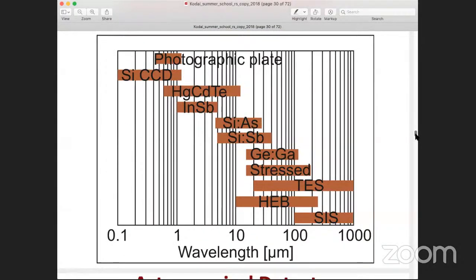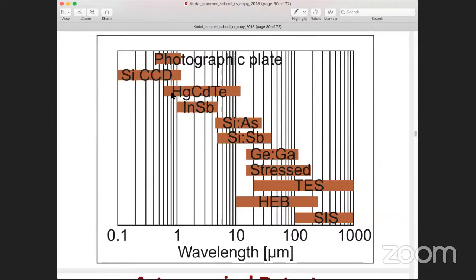So generally, this diagram gives you an overall view of the various kinds of detectors used at various wavelength regions, starting from 0.1 micron up to 1 millimeter. Generally, this is the range. Initially, photographic plates were used in the past. Nowadays, photographic plates are not used. Now, silicon-based CCD detectors are used almost in this wavelength range up to 1 micron.